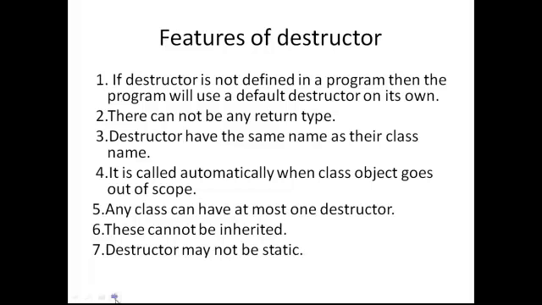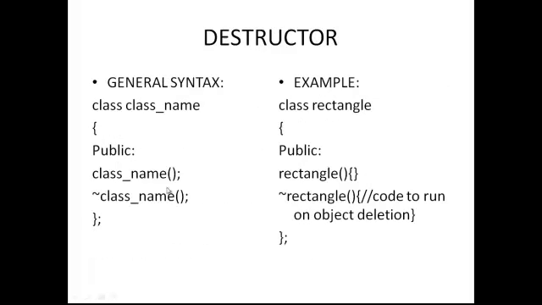Okay, so see the next, the general syntax and example of the destructor. Here you see that in the general syntax, first I use the class keyword, then the name of the class, and then under the public access specifier, two same-name function declarations are there. First one is the constructor and second one is the destructor. Destructor is identified by the tilde sign in front of the name of the destructor.